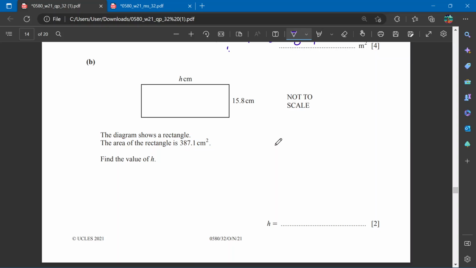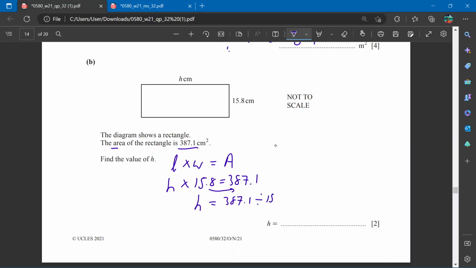Question B, it's a rectangle, and they're talking about the area of a rectangle. The area of a rectangle is always length times width. Gives us the area, of course. Here the length is h, the width is 15.8, and they give us the area, which is 387.1. So if we want to find h, all we need to do is divide the 15.8 on the other side.